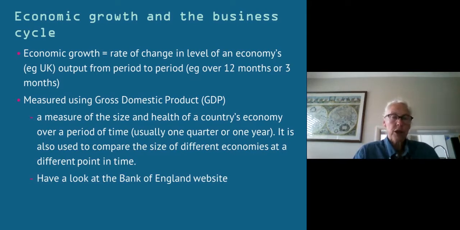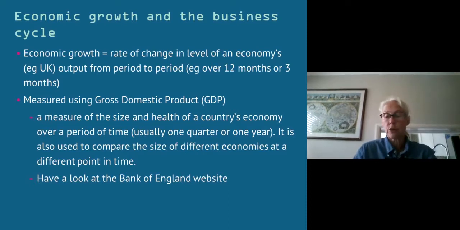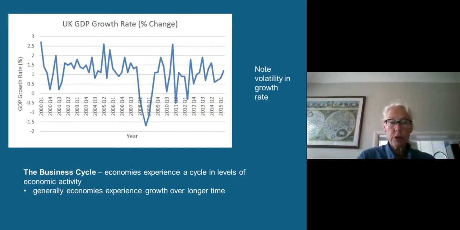And one of the things I'd really recommend here is looking at the Bank of England website. It's a really informative website that explains things quite carefully and clearly, and is ideal for you to have a look at. So if we look at GDP, you can see that it's presented here in terms of the growth rate, so the GDP growth rate percentage.